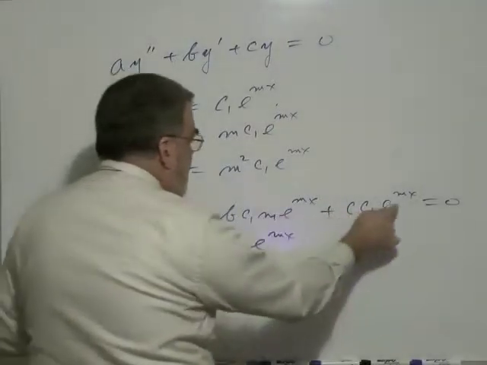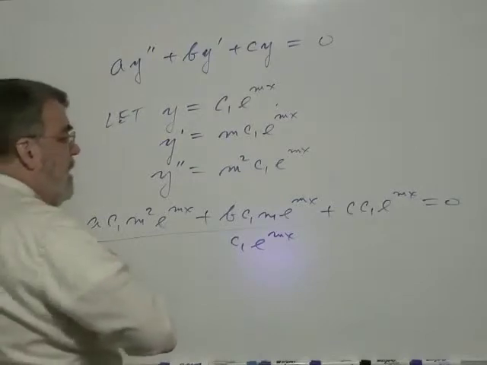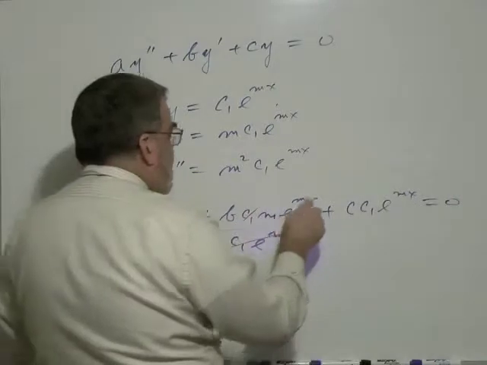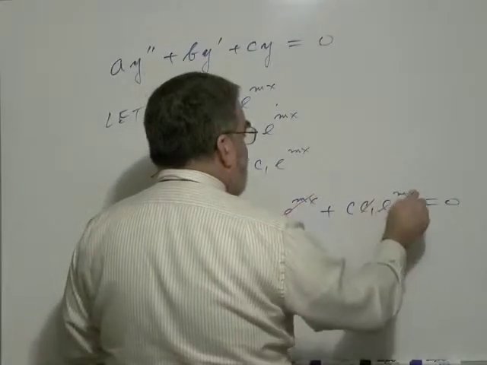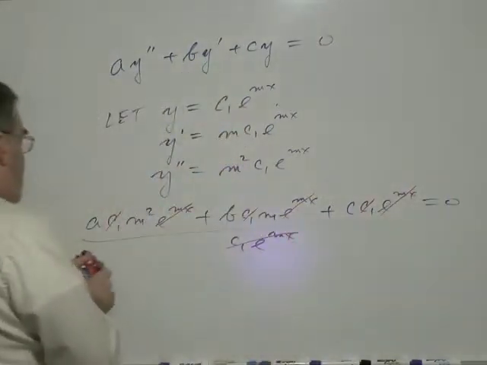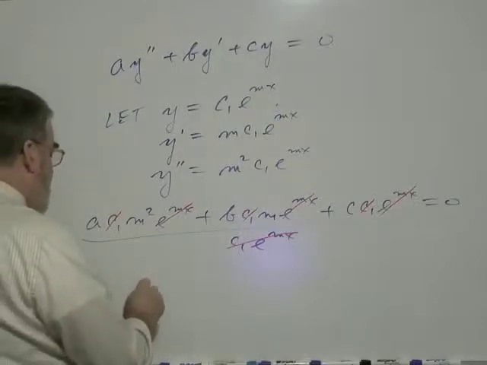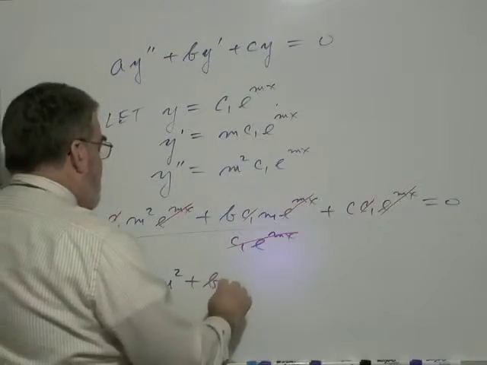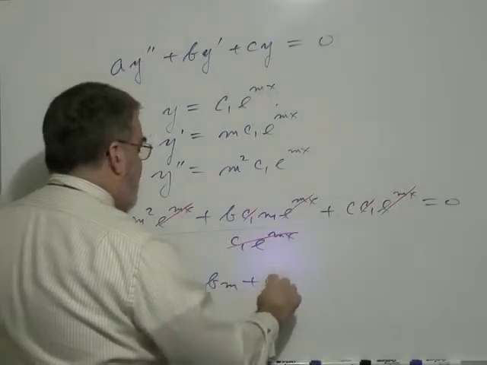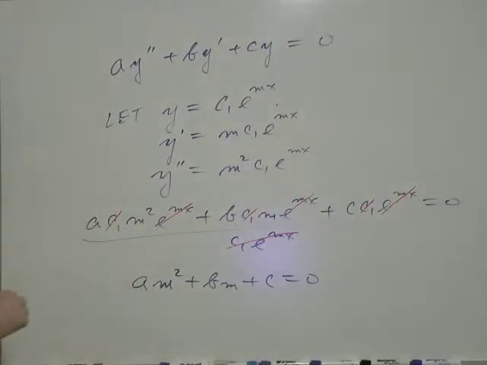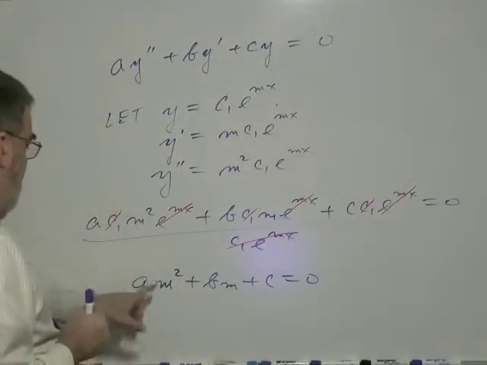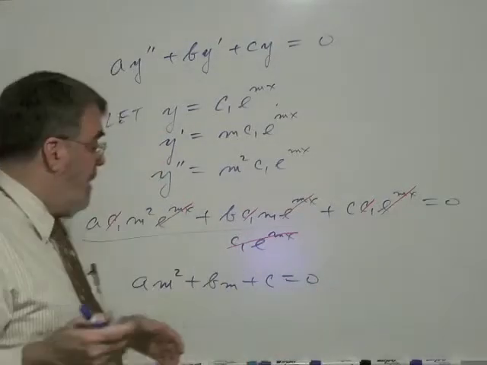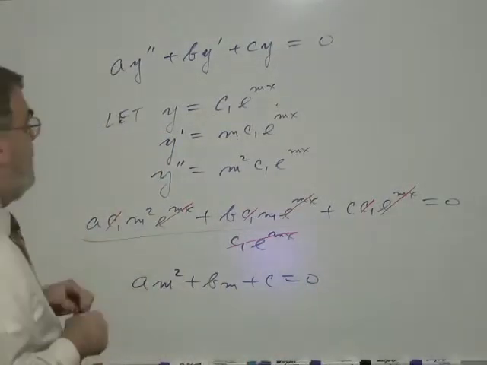And c1 and e to the mx appear in everything. So if I divide the whole equation by this, then it simplifies quite a bit. What I end up with is a m squared plus b m plus c equals 0. And if I now solve for m, which we could do by using the quadratic formula if we like, then we will be able to write an answer.